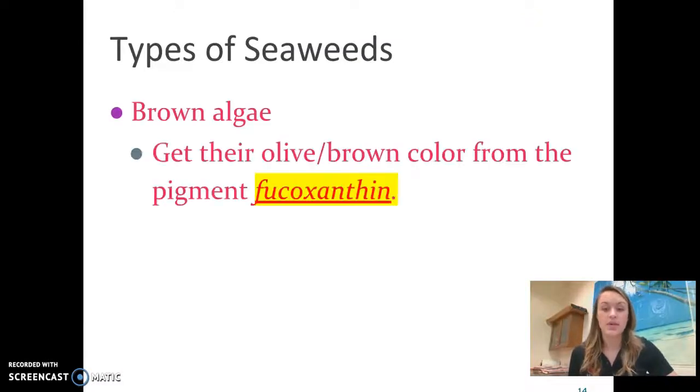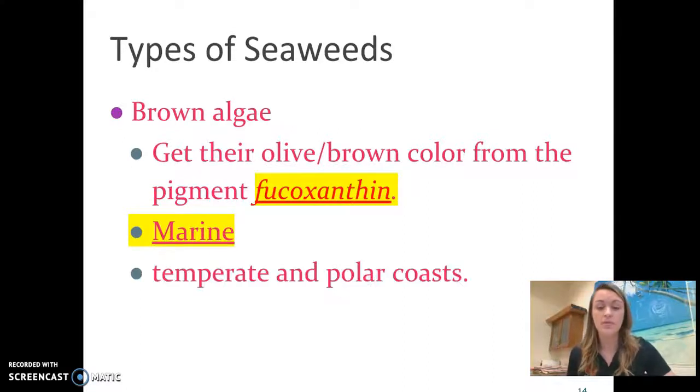All right, the second type is brown algae, and brown algae actually get their olive-brown color from the pigment fucoxanthin. And this is the majority of the macroalgae that you would find on a beach. Fucoxanthin, we mentioned briefly when we started talking about biology and all the different types of photosynthetic pigments. It is just that accessory pigment that gives it that olive-brown color.